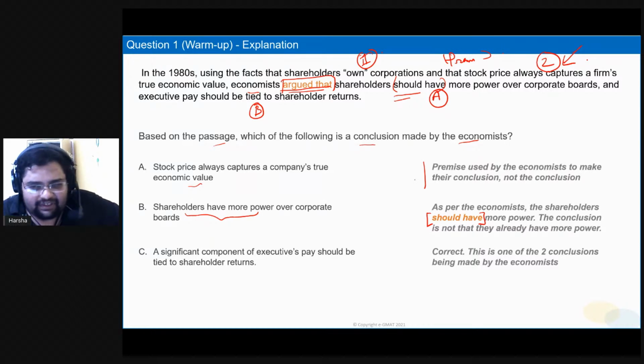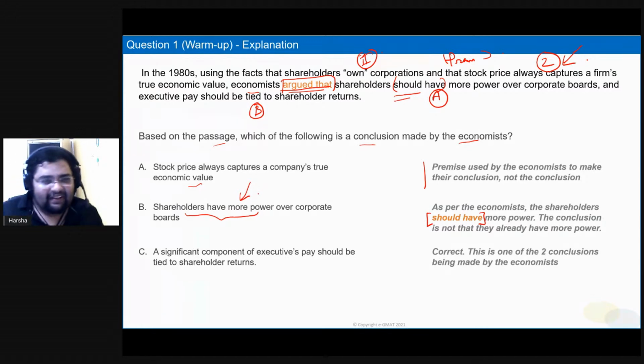shareholders should have more power. Is it the same as shareholders having more power? Option B assumes that they already have power. That's not true. Which brings us to option C, which is the correct answer in this question.